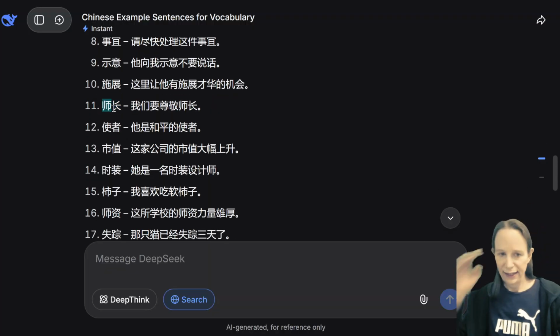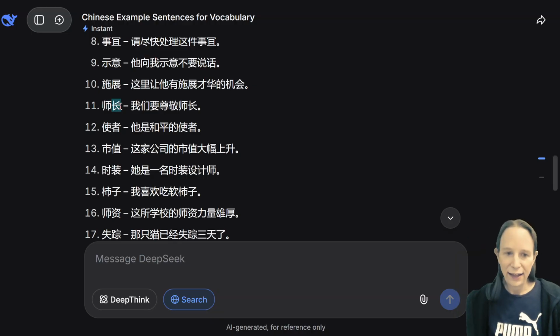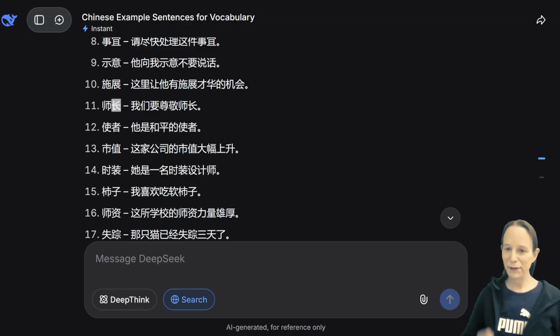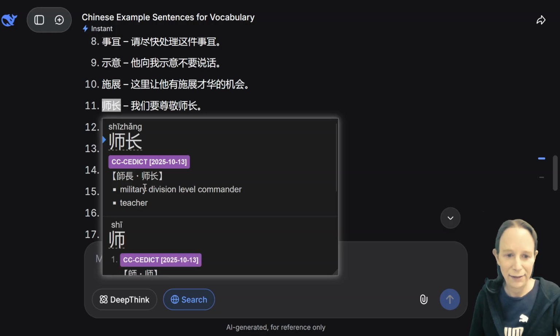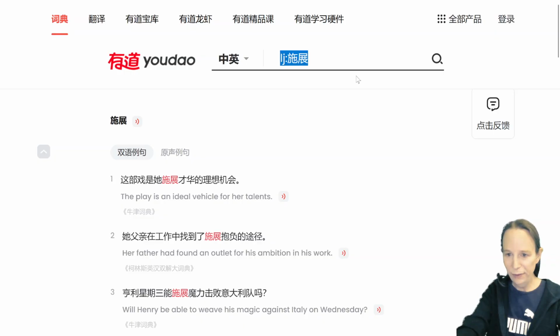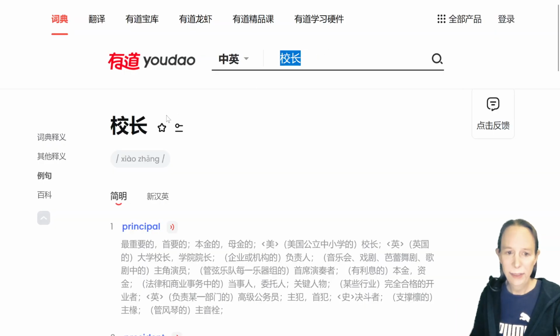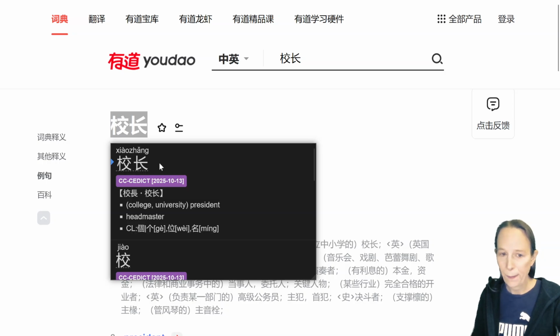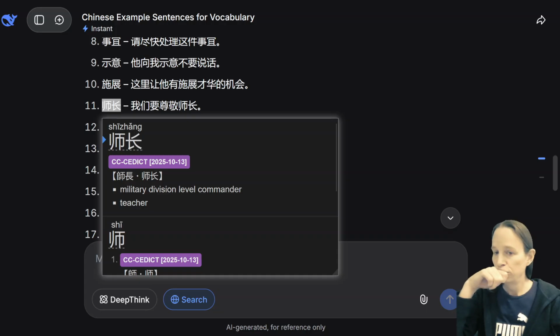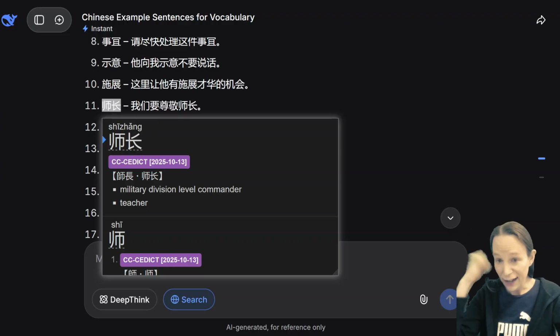师长. 师 here is teacher. 长 refers to the head. So it's a head teacher. I presume it's the Chinese word for principal or something like this. I don't know this one. 师长. What is? Oh no, principal is 校长. Principal is 校长, isn't it? Headmaster, president. 师长. I don't know. We've got 老师, 教师, and now 师长.